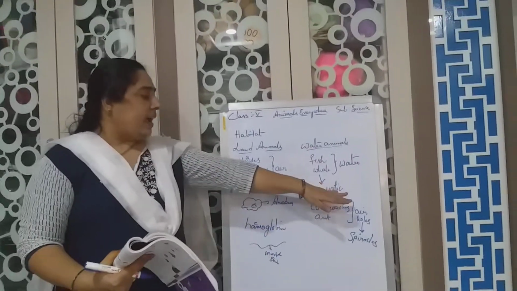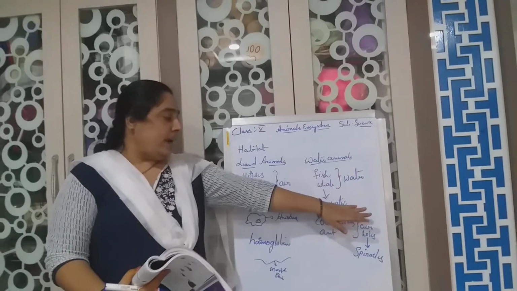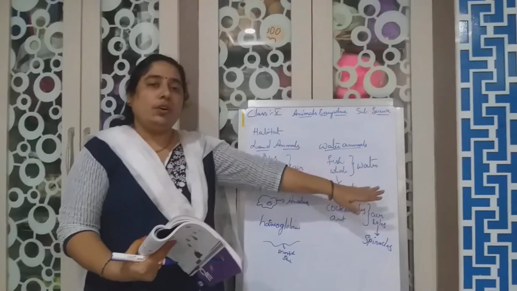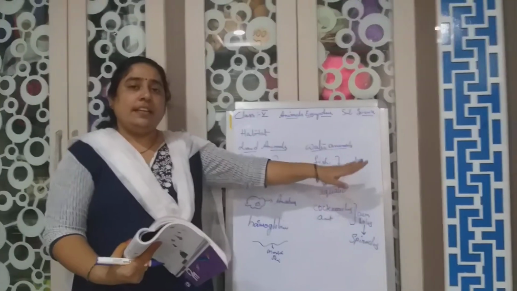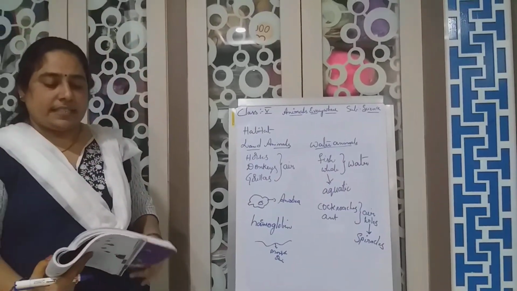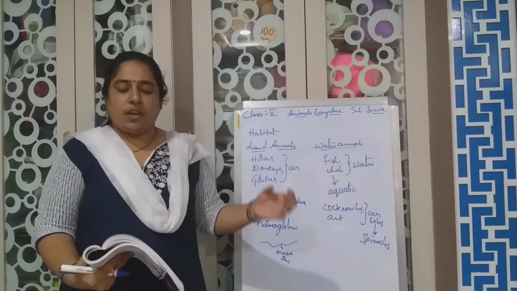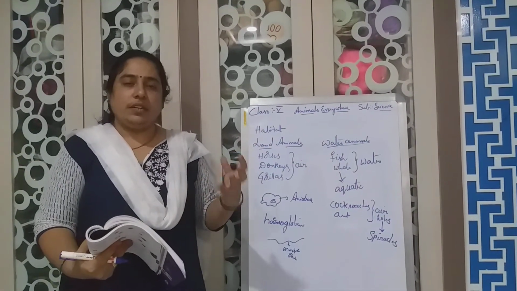Next, coming to the aquatic animals, that is the animals which live in water. Aquatic animals breathe through gills. The fish breathes through its gills. So do prawns, crabs, oysters and tadpoles. All these breathe through gills.